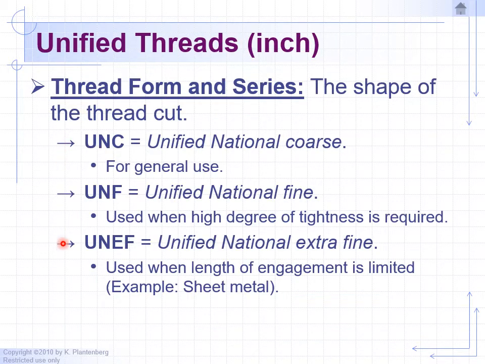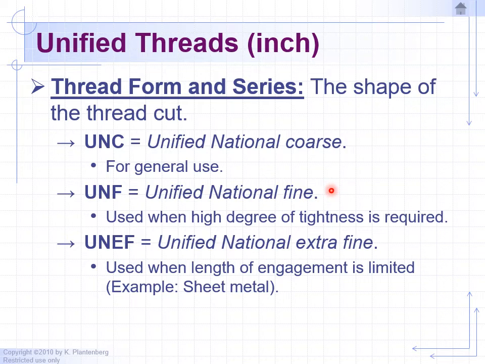Okay, there's 3 main types of threads. The Unified National Standards will give us coarse thread, United National Coarse Thread, the UNC. This is what you commonly see in machine shops, metal forming shops, hardware stores. Coarse thread just tells us that the threads are far apart. Then we have UNF, United National Fine Thread. The threads are tighter together.